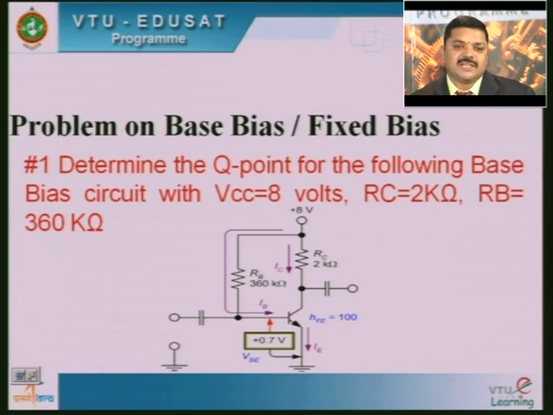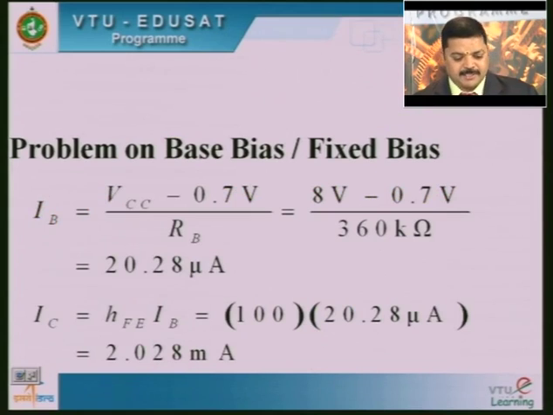What is the transistor used? The transistor used is a silicon transistor, because VBE is equal to 0.7 volts for a silicon transistor and VBE is equal to 0.3 volts for a germanium transistor. Suppose VBE is not given in the problem, we can always assume a silicon transistor, therefore, VBE can be taken as 0.7 volts. So, let us move with this.